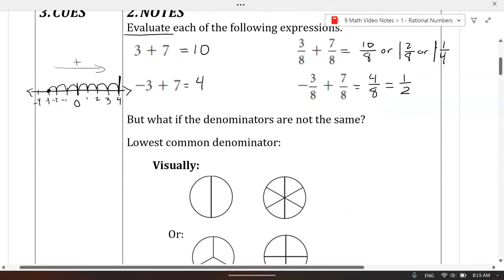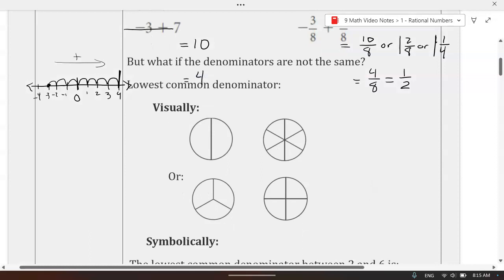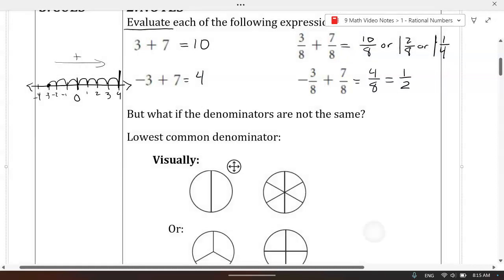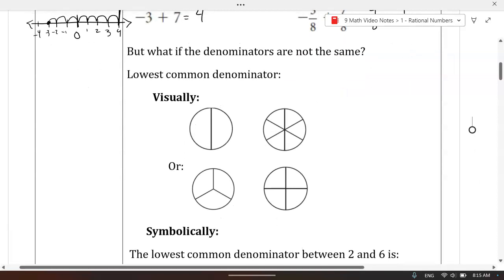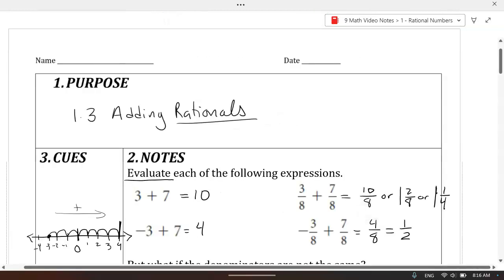So our denominators here were the same, but what happens if they're not the same? What happens if they're not the same? So how do we find the lowest common denominator? So this one right here, this whole is set into halves, and this whole is set into sixths. So what do I have to do to make sure that 2 and 6 can speak the same language? Well, I need to cut this one up so that it's the same as this, or I need to cut both of them up so that they have the same number.